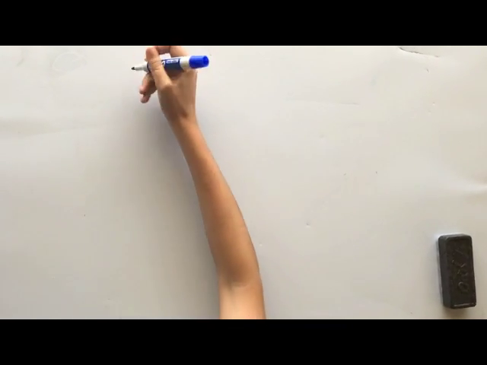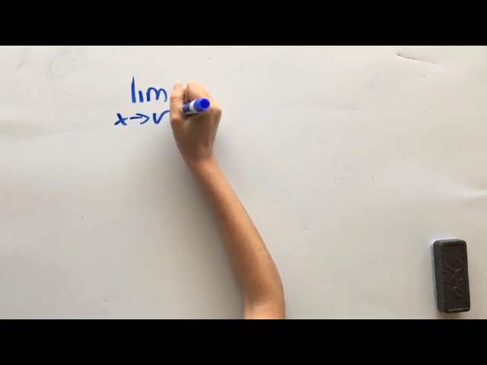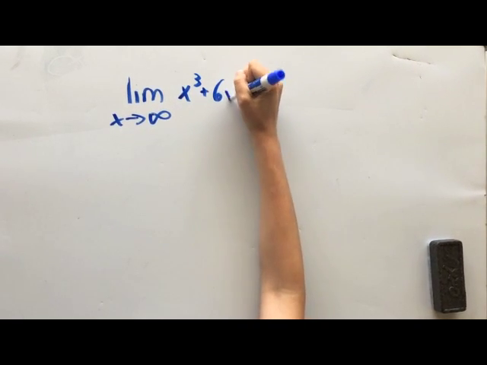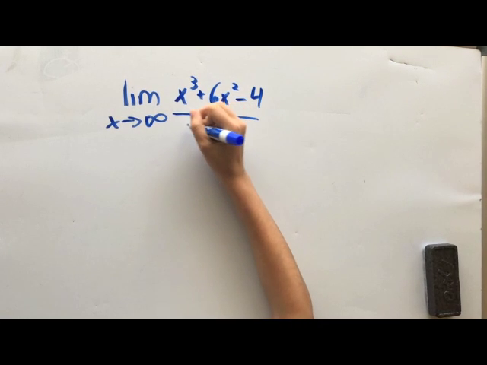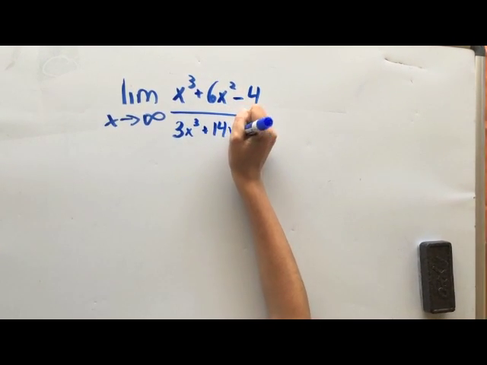The first practice problem is a more basic problem to remind you guys who are reviewing for the midterm about the general procedure. So the problem is the limit as x approaches infinity of x cubed plus 6x squared minus 4 all over 3x cubed plus 14x.